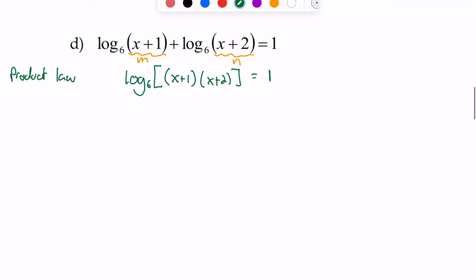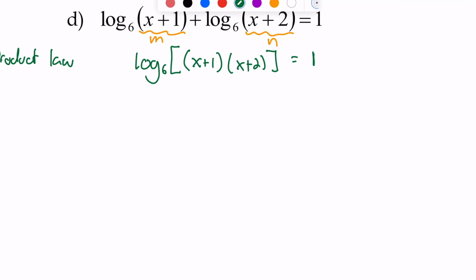All right. Well, now let's get rid of our logarithm. So I'm going to take that 6 and put it to the power of 1. So that's 6 to the 1 equaling x plus 1, x plus 2.